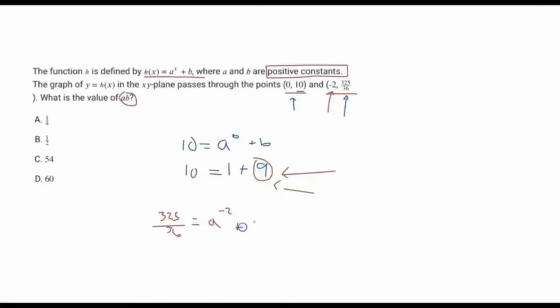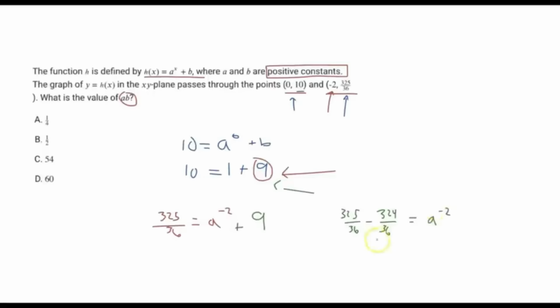So that's going to be plus 9. And so now what we want to do is just solve for a, right? So we can subtract 9 on both sides. And this is actually interesting because with 325 over 36, 9 times 36 is going to give us 324. And so when we subtract 9 on both sides, that in reality is just subtracting 324 divided by 36. And this will be set equal to a to the power of negative 2.